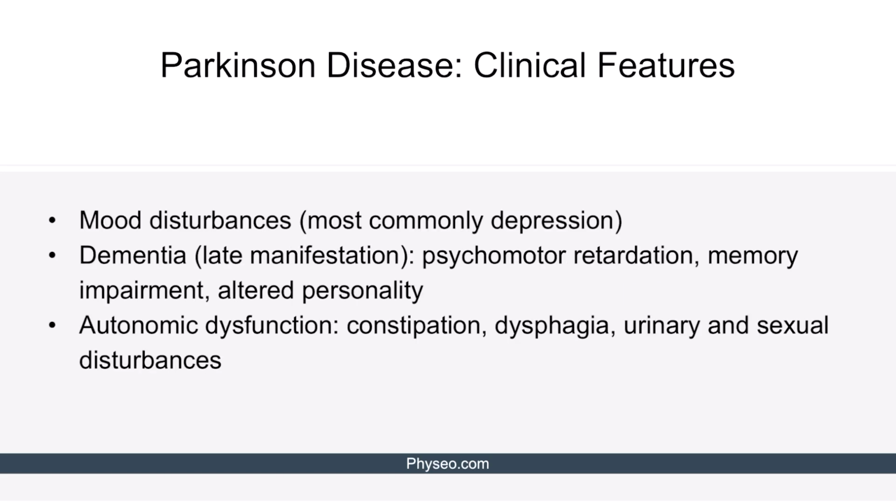Other clinical features that may be seen in patients with Parkinson's disease include mood disturbances, most commonly depression. Dementia can occur in late course of disease and presents as psychomotor retardation, memory impairment, and altered personality. Autonomic dysfunction may also be encountered, such as constipation, dysphagia, urinary and sexual disturbances.